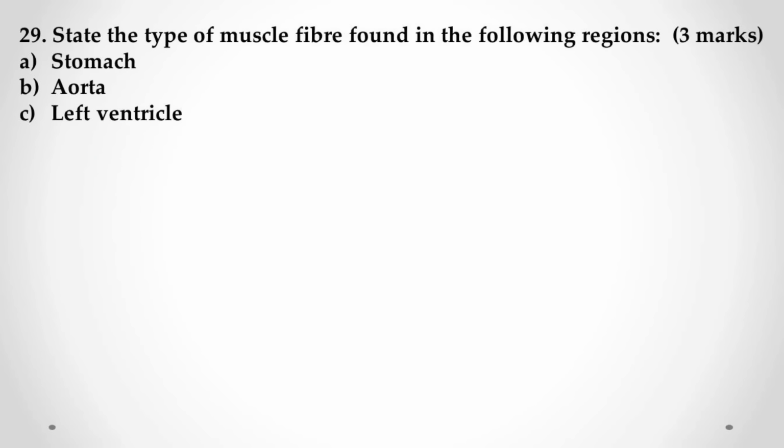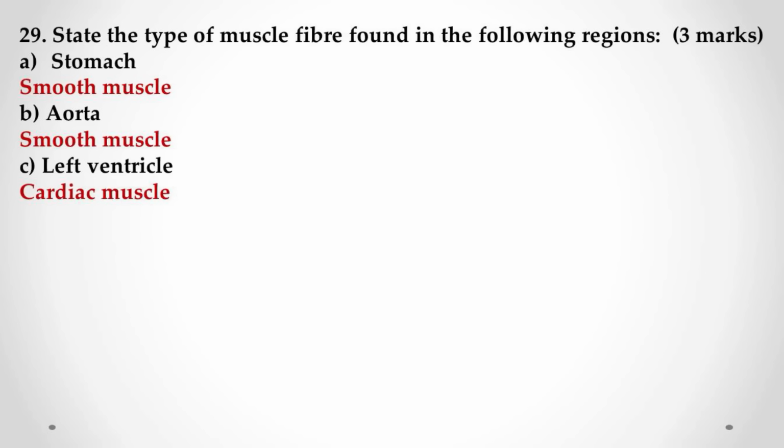Question 29. State the type of muscle fiber found in the following regions. A. Stomach, B. Aorta, and C. Left ventricle. The muscle fibers found in the stomach are smooth muscle. We also have smooth muscle in the aorta, and in the left ventricle we have cardiac muscles.